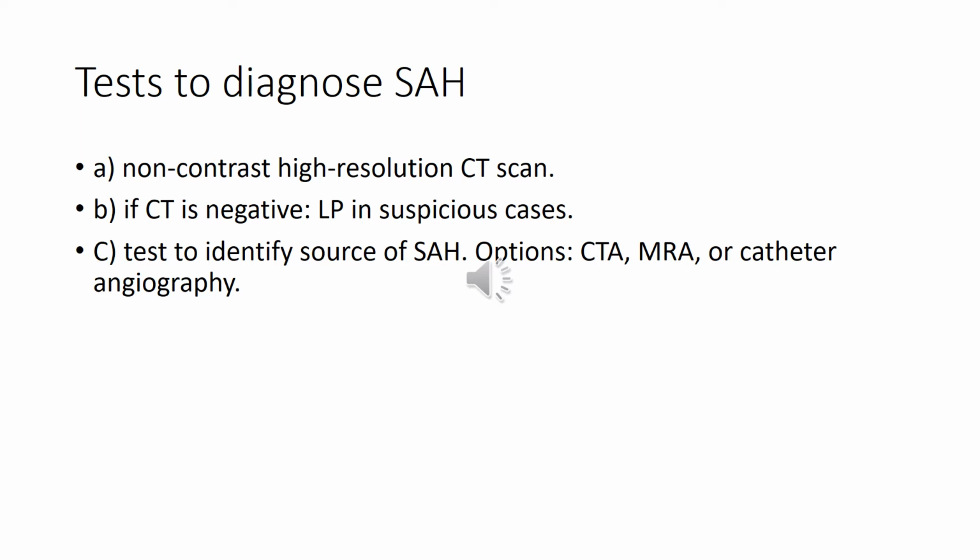After confirming the diagnosis of subarachnoid hemorrhage, the next step is to identify the source of the hemorrhage. To do that, you should scan the blood vessels, the arteries. This is done either by CT angiography, MR angiography, or conventional angiography.